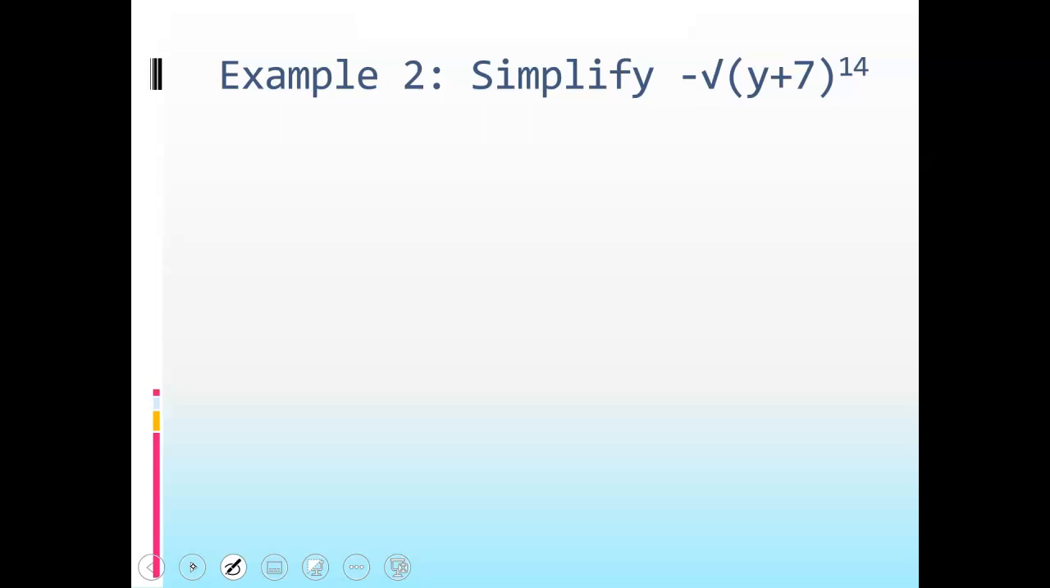Square root of y plus 7 to the 14th. This negative is on the outside, therefore it has a real answer. Not plus or minus. If there isn't a plus or minus, you can't create one. It is just a negative. y plus 7, and what would the new power be? Congratulations.